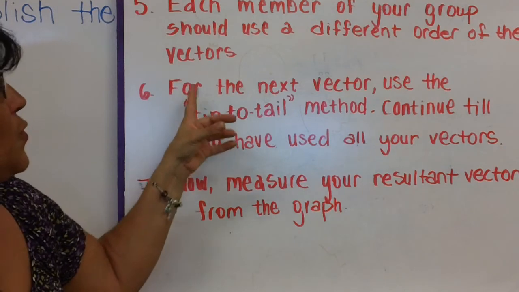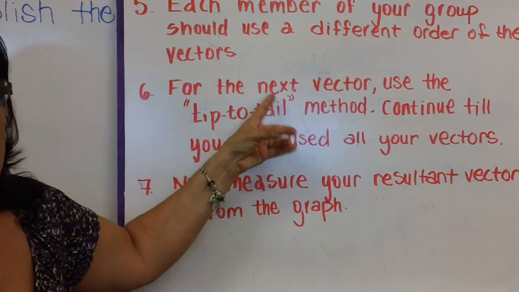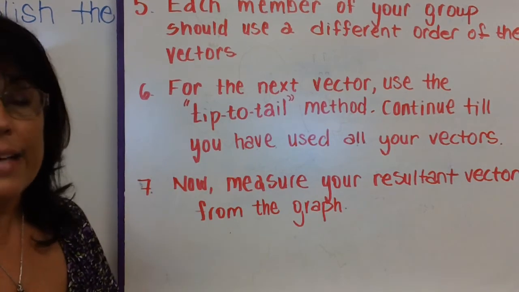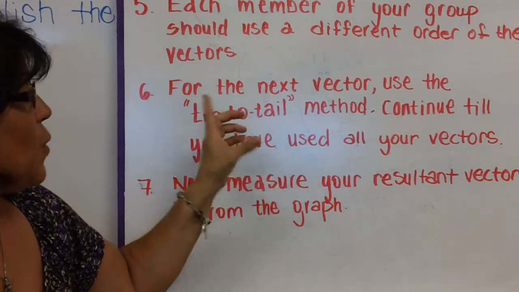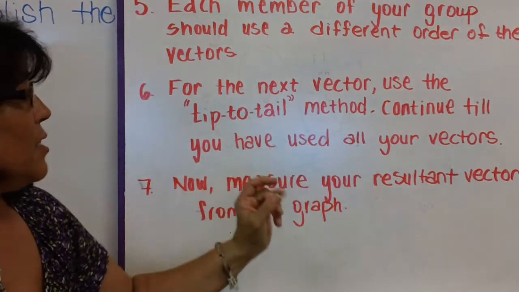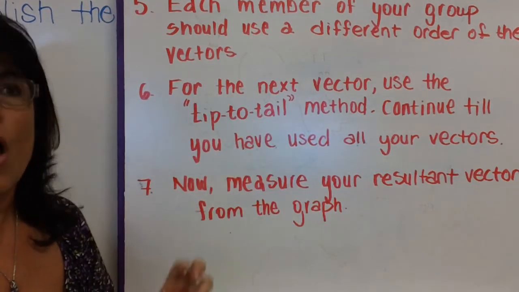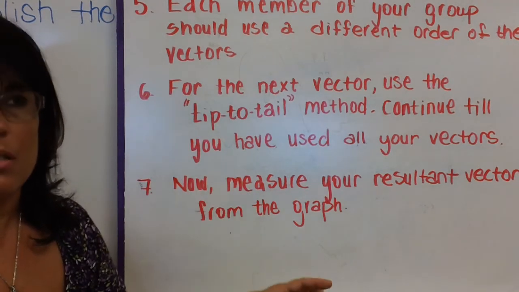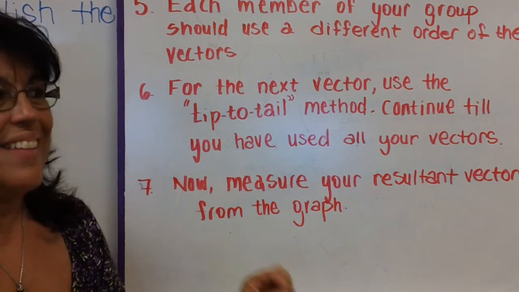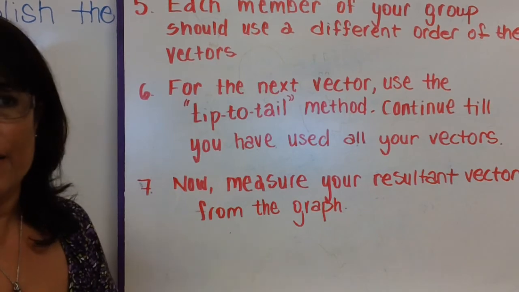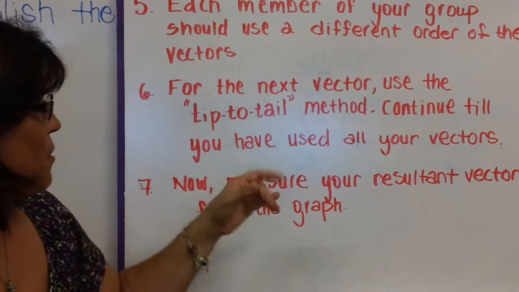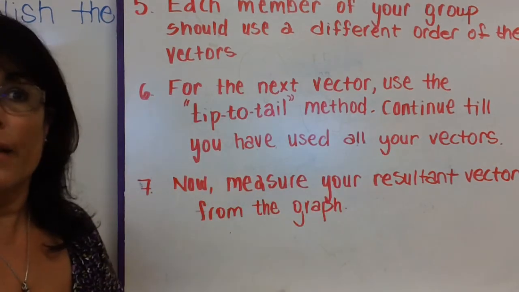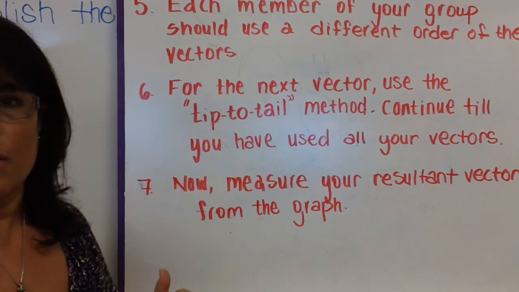Then for the next vector after the first one, you're going to use the tip-to-tail method that I explained in the last video, and you're going to keep going tip-to-tail until you've used all your vectors. Remember, you're going to have to take into consideration the distance, which is your magnitude, and the direction, which is going to be the angle that you've moved on that vector.